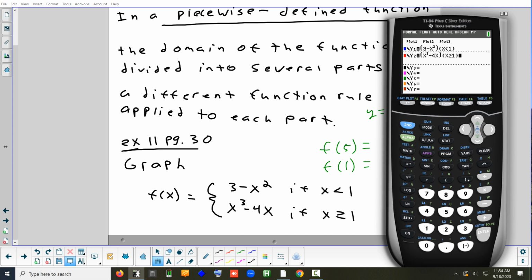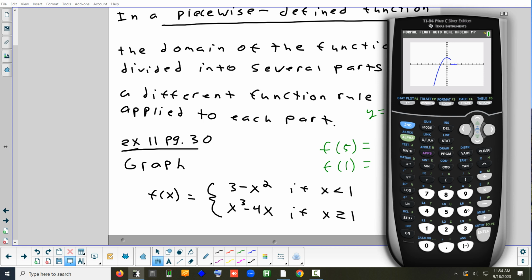Now, the calculator is going to do okay with it, but it's not going to do it perfect. So I'm going to show you what happens. We should not see a blue graph above the number 1. It should only draw the blue one when we are below 1. And we should only see the red one when we're above 1. It's not quite going to do that, but this is as good as we can do. Let's do zoom 6.